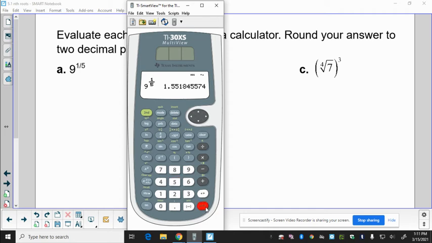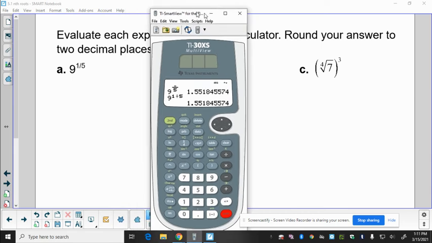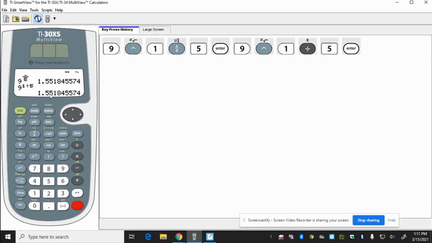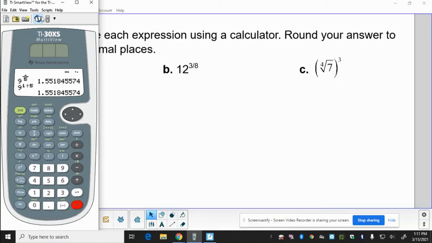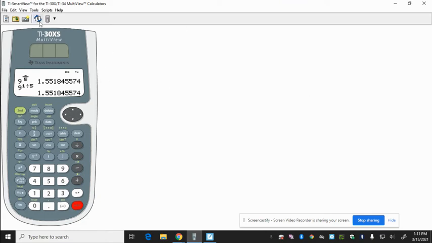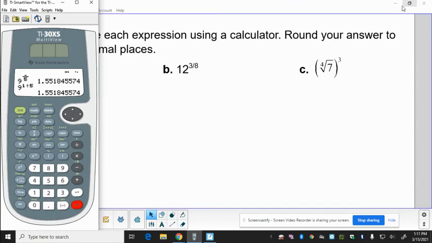Okay? Or I could have done this, 9 raised to the 1/5, so I can use division, 1 divided by 5. You might even want to group that in parentheses, depending upon your calculator. So there's part A, rounding to the, what's it ask here? 2 decimal places. That would be 1.55. Okay, let's go to part B. If I can figure out my calculator, we wouldn't have a problem with this.